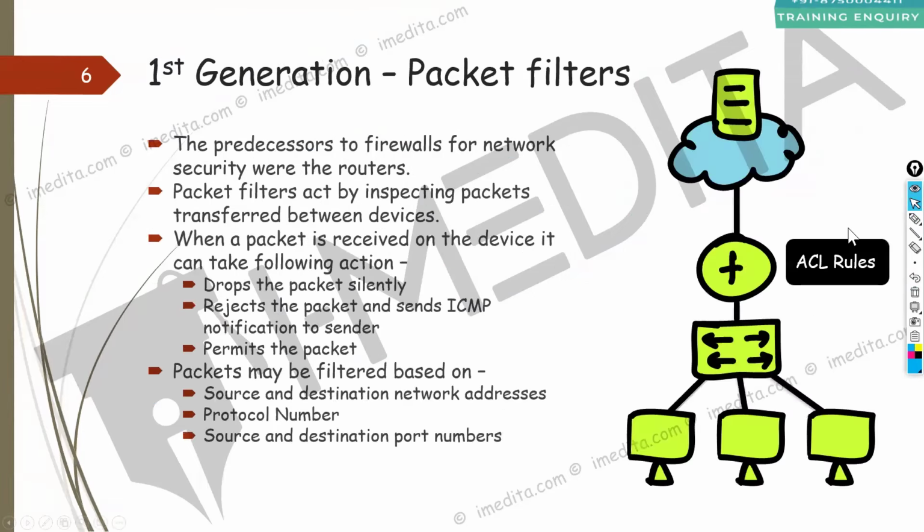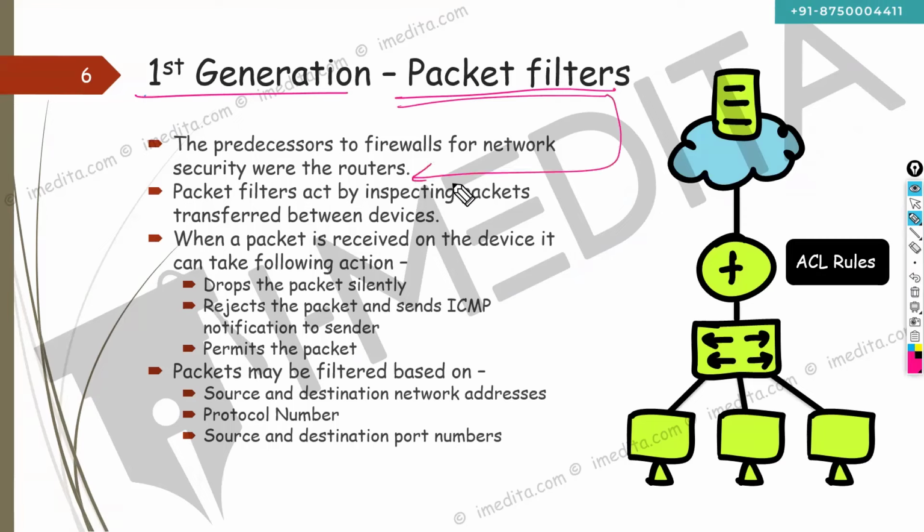Now let's go with the first generation. So what is the first generation? First generation means packet filtering, and this packet filtering is done by the routers. Packet filters act by inspecting packets transferred between devices. When we have a PC connected with a switch, connected with a router, and the router is connected with a server, when the PC sends traffic to the server, that will go through the router. Then the router can do packet filtering by inspecting them.